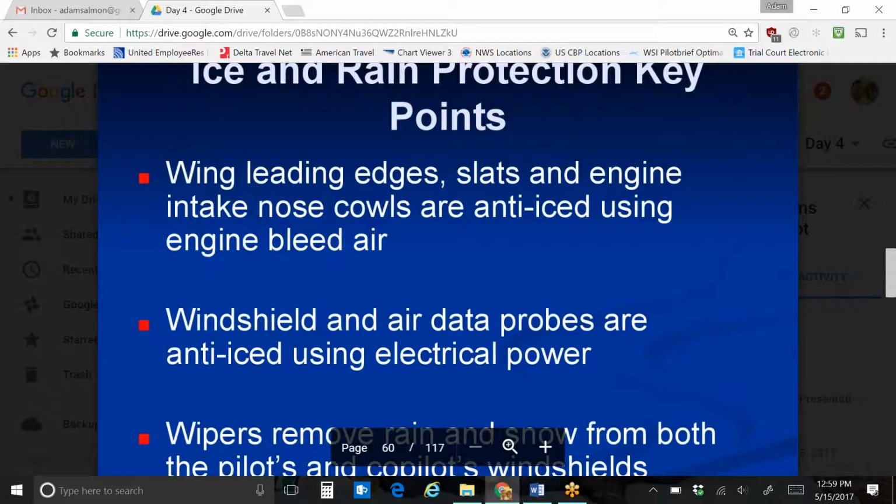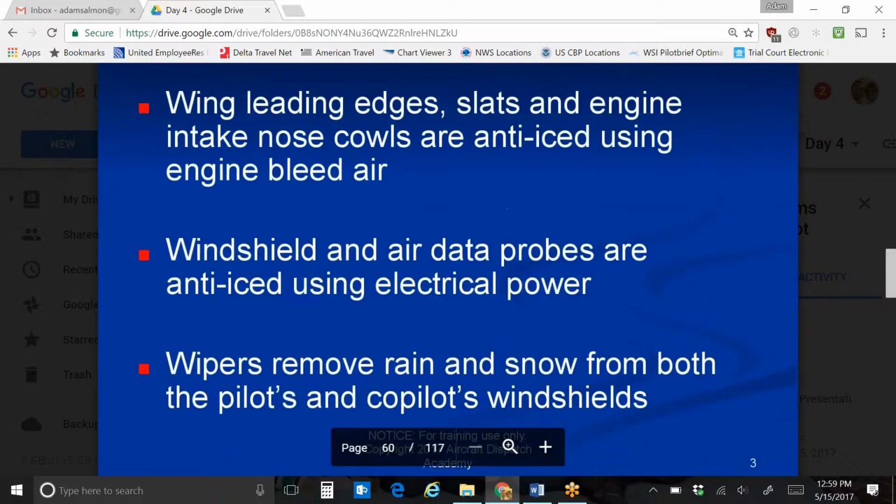This will talk here about which areas of the aircraft have anti-ice capability, and as we've stated before, the wing leading edges, slats, and engine intake nose cowls are anti-ice using the bleed air from the engine. This is also going to tell you where that bleed air comes from, so you need to be able to remember which stages of the engine, and it'll show you here on a different slide. All of the other stuff on the aircraft, the windshield, the air data probes, the ice detection sensors, those are all electrically heated.